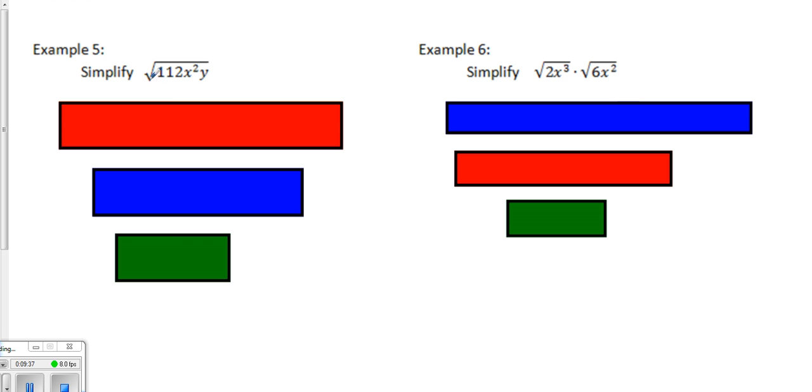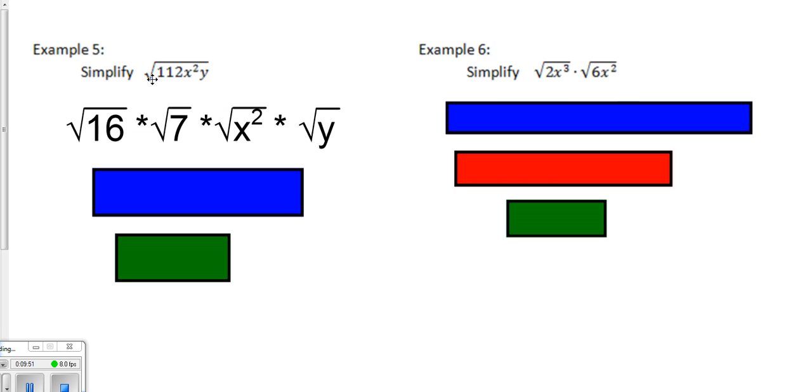Here we have just one big square root, and this one also includes some variables. We have the square root of 112x squared y. That whole thing is underneath our square root. So as we break it apart, 112 is 16 times 7. And we just do that by guessing and checking through that list of all of our square terms. And we find that 16 was the biggest square number that goes into 112. So this 112 became square root of 16 and square root of 7.